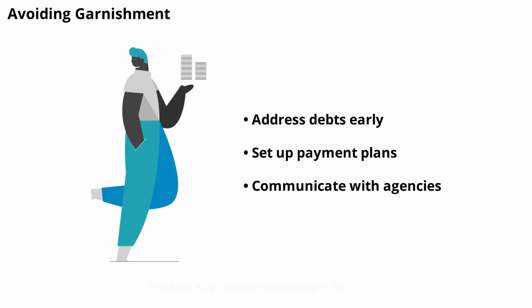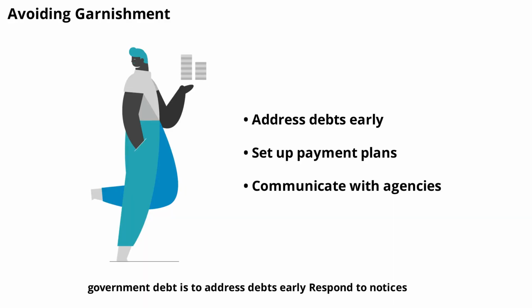The best way to avoid garnishment for government debt is to address debts early, respond to notices, set up payment plans, and seek help if you're struggling. Ignoring the problem can lead to automatic garnishment and more financial stress. Many agencies are willing to work with you if you communicate and show good faith efforts to pay.